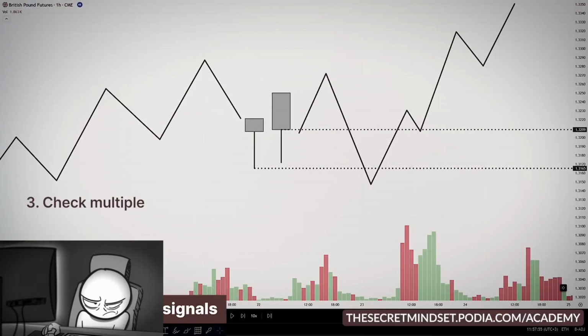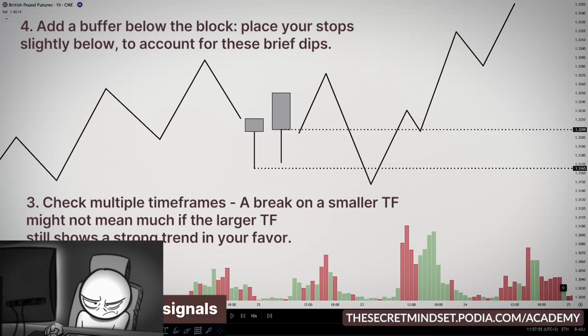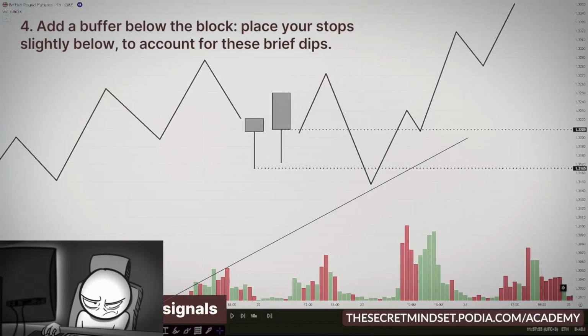And maybe you should check multiple timeframes. A break on a smaller timeframe might not mean much if the larger timeframe still shows a strong trend in your favor. That's why, when you place your trade, consider adding a buffer below the rejection block. Instead of placing stops right below the block, you might place them slightly below to account for these brief dips.